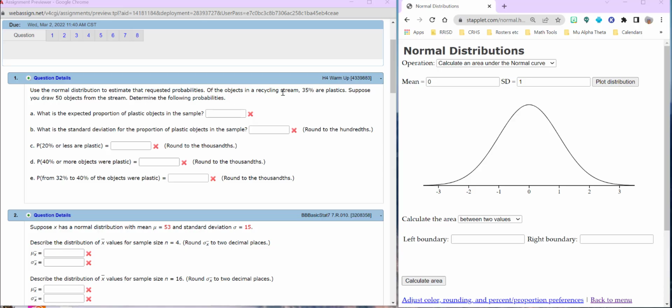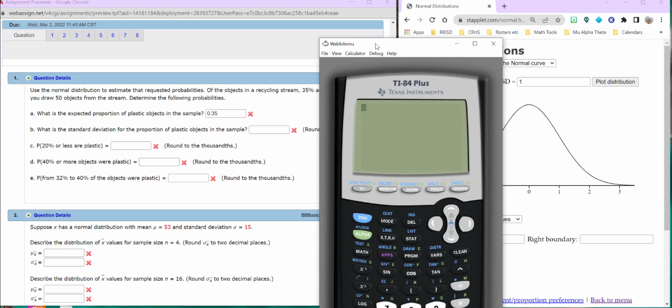Of the objects in a recycling stream, 35% are plastic. Suppose you draw 50 objects from this stream, determine the following probabilities. So first of all, we need to know what the expected proportion is. It should be the same. So this should be a super easy question, 0.35. Standard deviation is a little trickier.